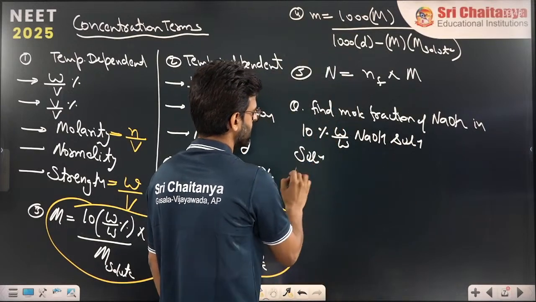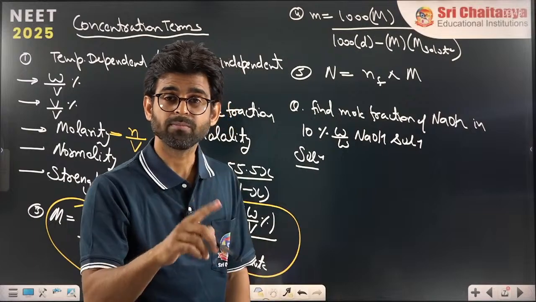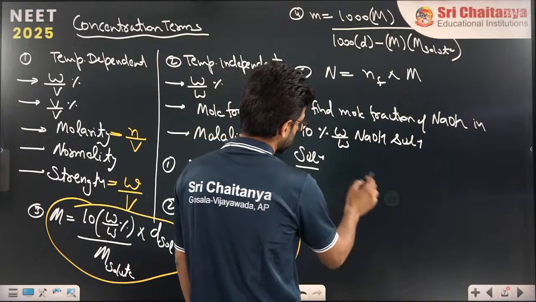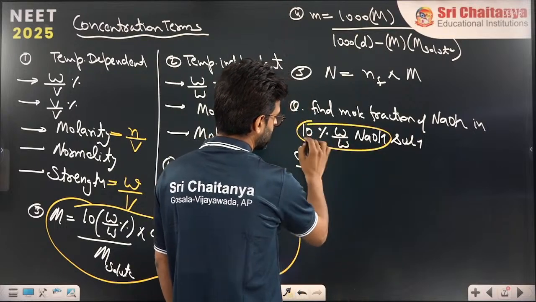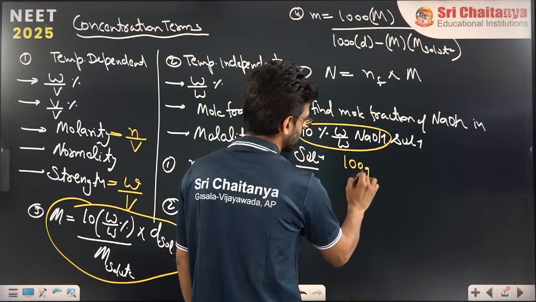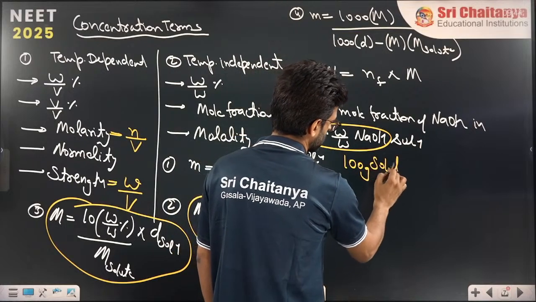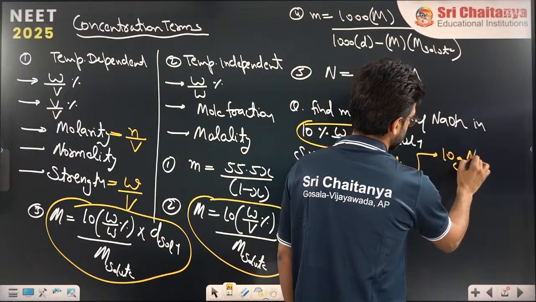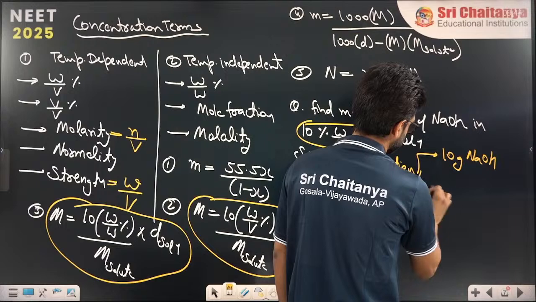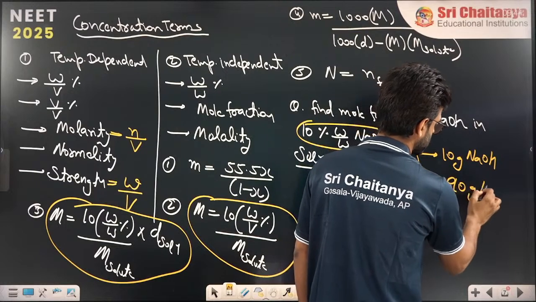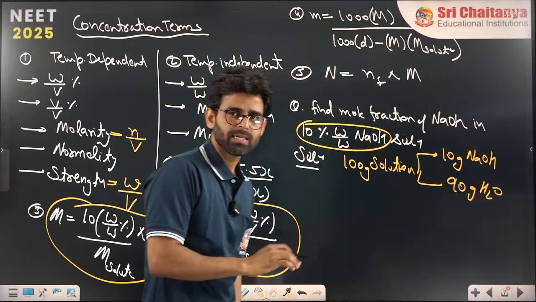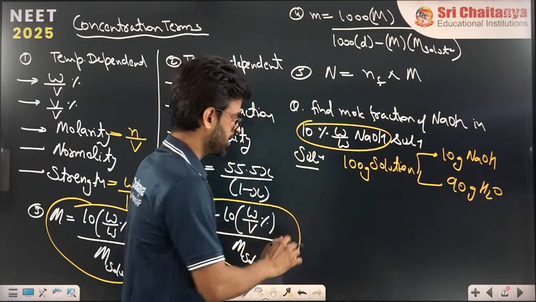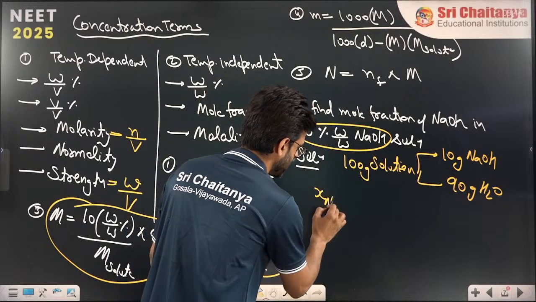So they are relating weight by weight percentage with what? Mole fraction, right? What is the meaning of this? It means they are trying to say 100 gram solution has 10 gram NaOH and 90 gram water. So it is easy to find the mole fraction of NaOH, right?